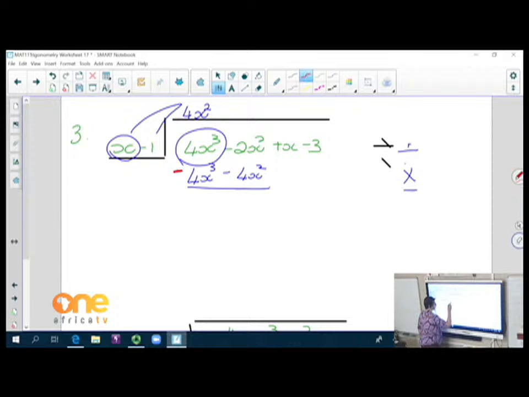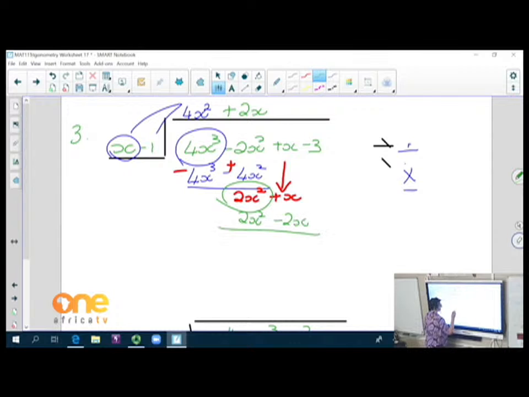Subtract, so we change the second signs and add. Negative 2 plus 4 is 2x squared. You bring down the next one, positive x. How many times now will x divide into this one? Plus 2x times. Multiply, then I have 2x squared minus 2x. Subtract, so we change the second signs and add. This one eliminates there. This is what happens here as well.